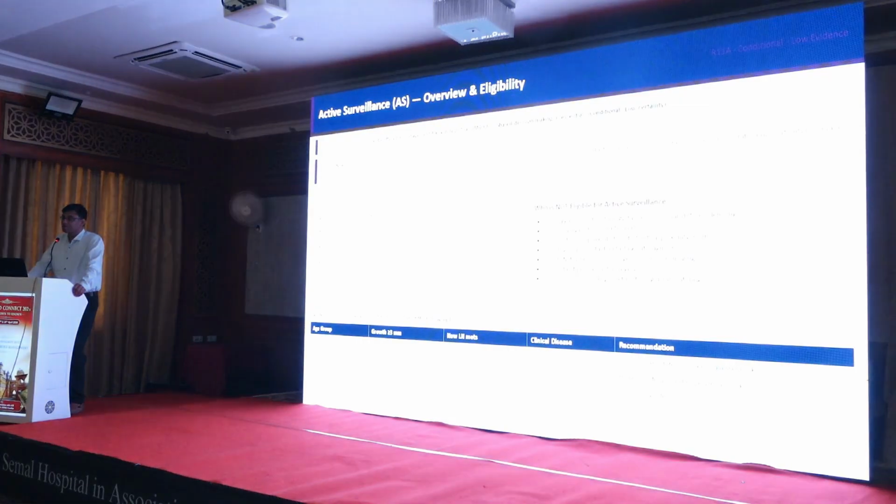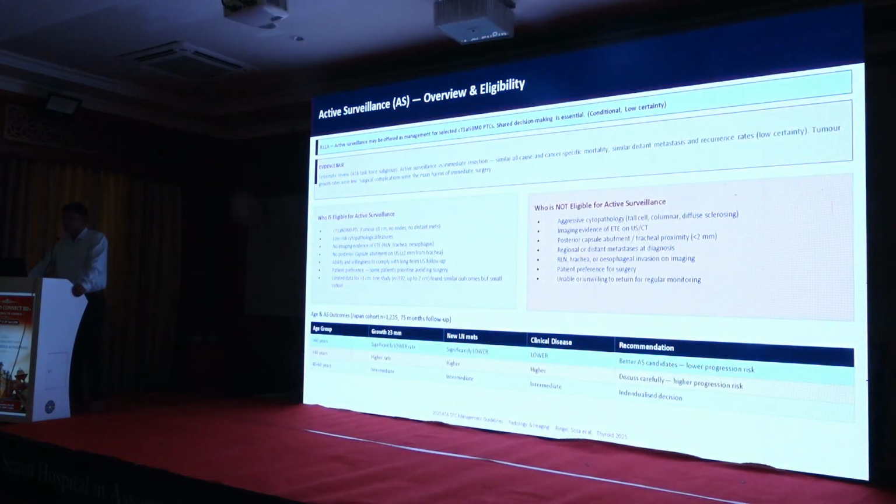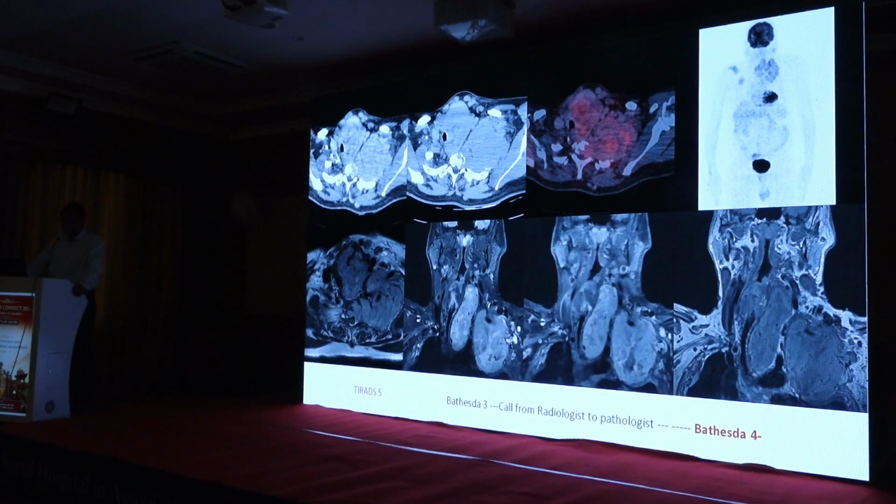And now we know that even if it is a papillary carcinoma thyroid which is less than 1 centimeter, node negative, and there is no metastasis, active surveillance can be done, especially in patients in which there is comorbidity and older age. These patients can definitely be observed.